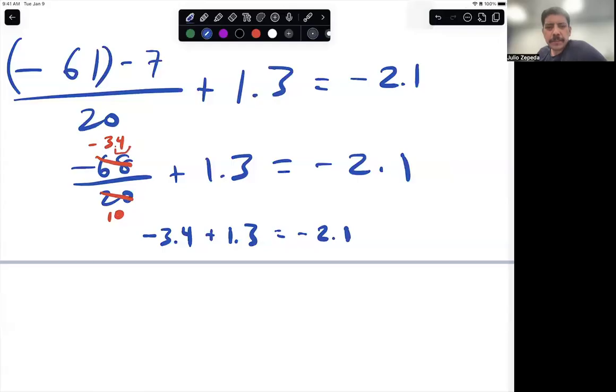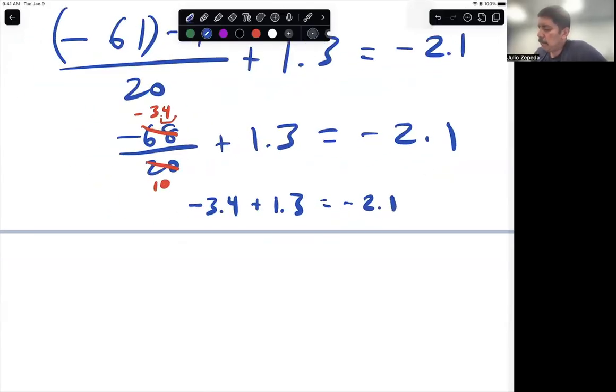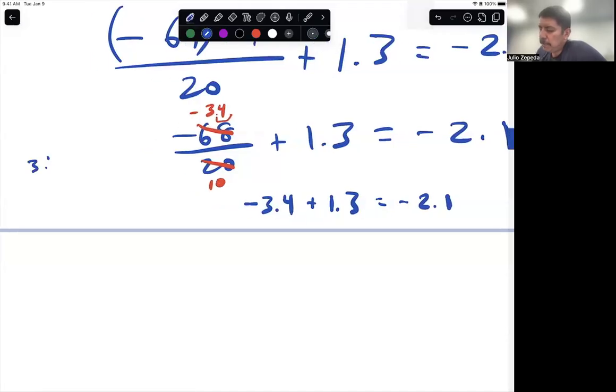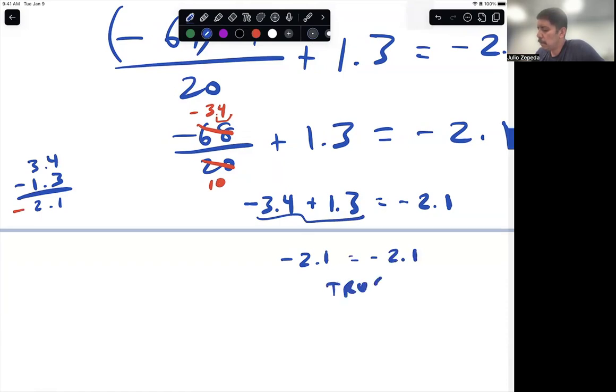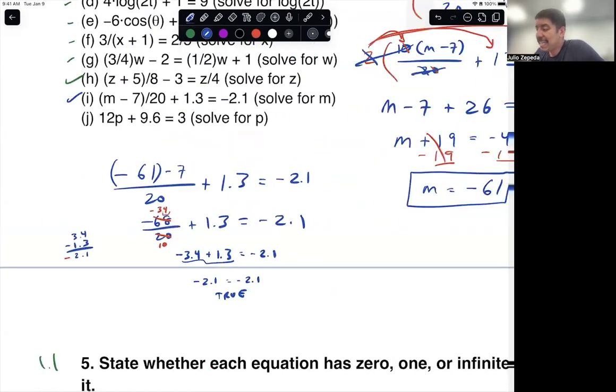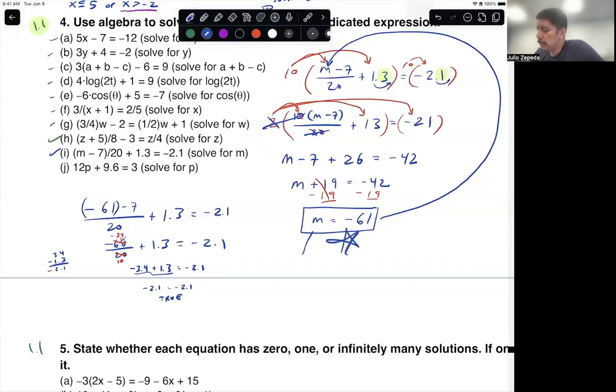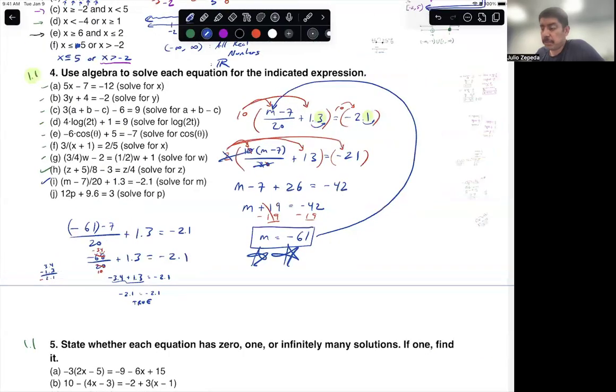And if we add these two decimals together, one of them is negative, one of them is positive, so I should take 3.4, subtract 1.3. That is 2.1, and then I keep the sign of the bigger number, or the more massive number, which is the negative one. And so negative 2.1 equals negative 2.1. This left side simplifies to negative 2.1. And so I do get a true statement, which means that negative 61 is in fact my solution. Okay, I've just verified the solution there.